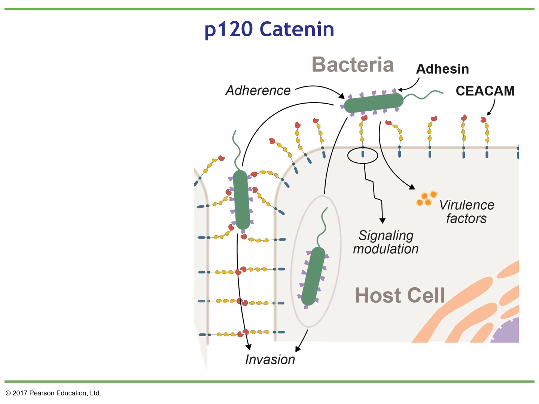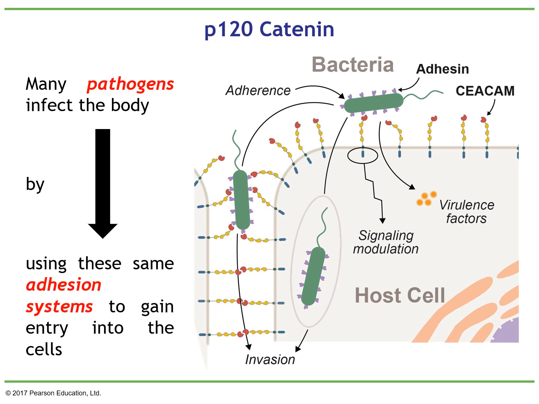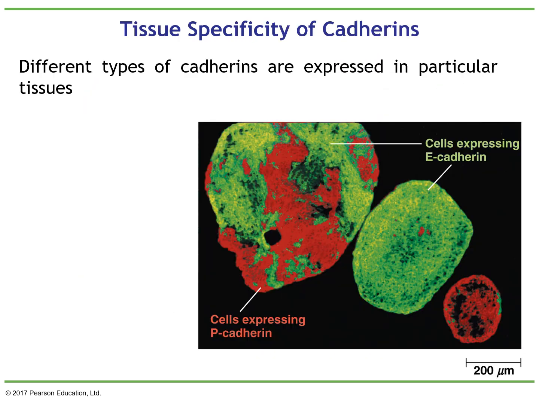And of course, bacteria are great at using all the things of the cell to try to get inside of the cell. So there are many people that study how bacteria are able to use this mechanism to get inside of the cell. They have complementarity here to those molecules, and they end up getting inside. So many pathogens use this adhesion system to get inside, and there is a lot of work in that.